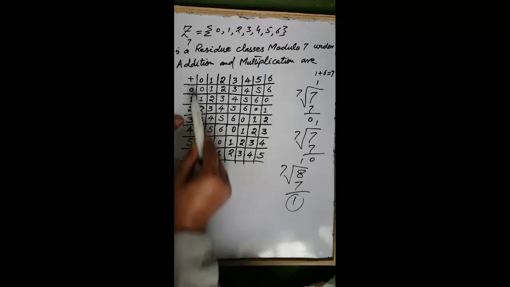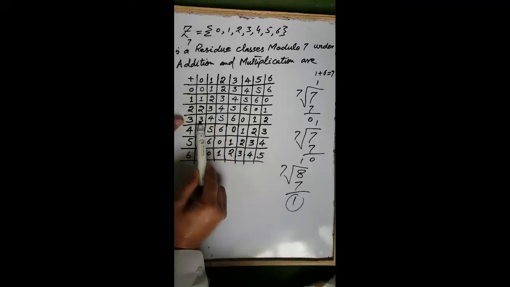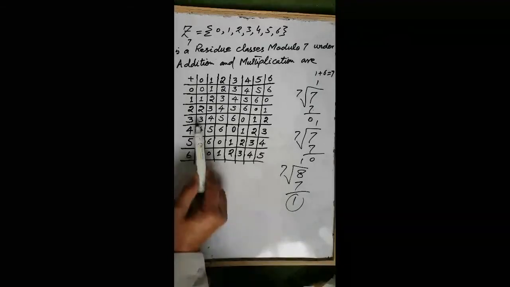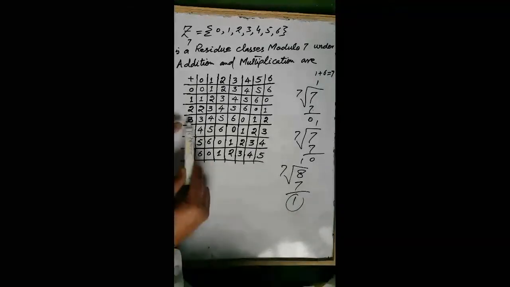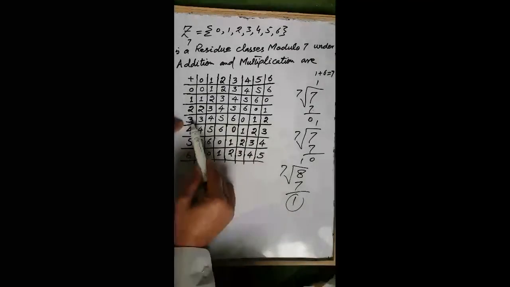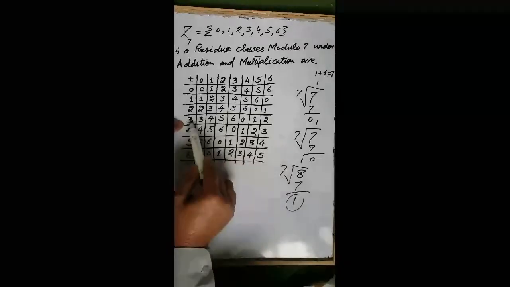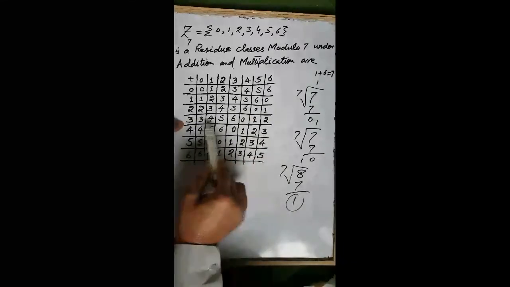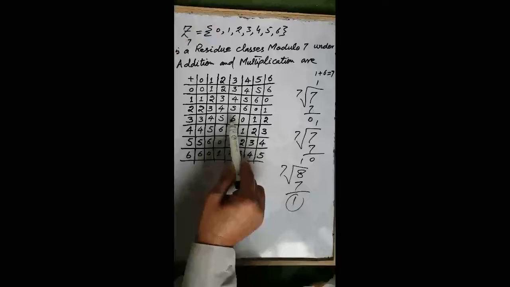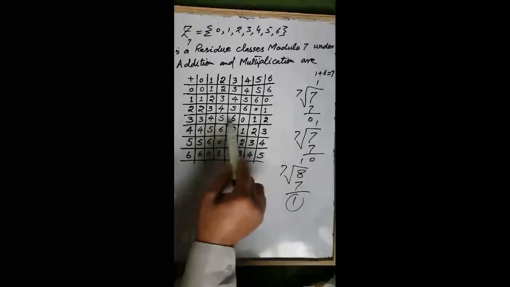Therefore the remainder is 3, since 3 is less than 7. Substitute this result in this table. 3 plus 1 is equal to 4. 3 plus 2 is equal to 5. 3 plus 3 is equal to 6. All these results are less than 7. Substitute these results in this table.